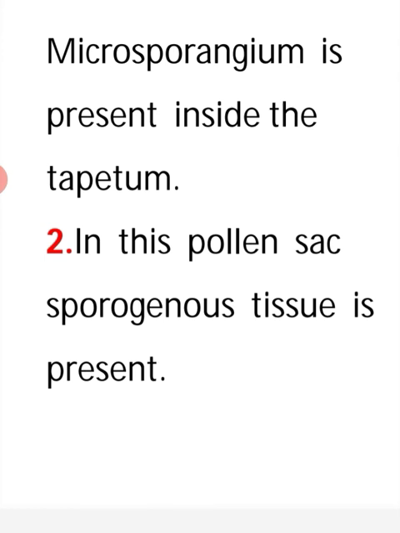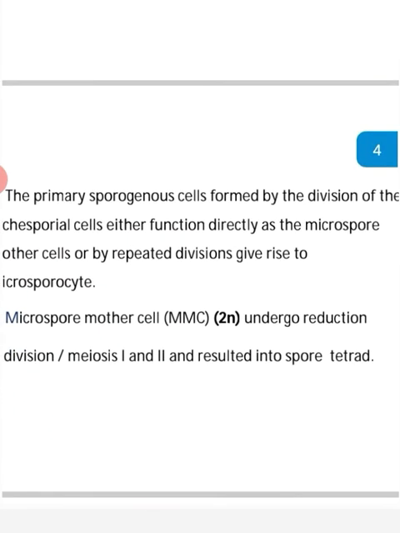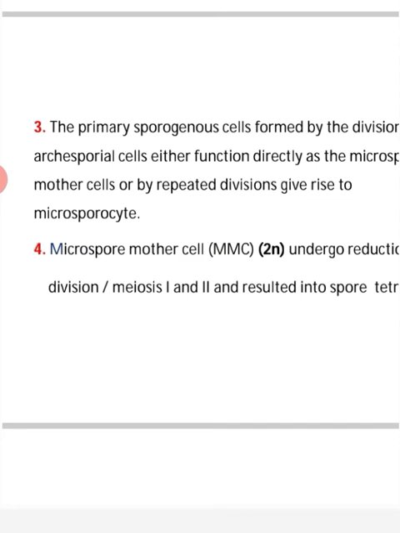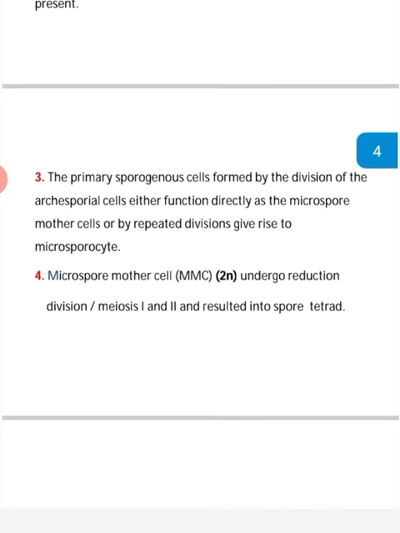In this pollen sac or macrosporangium, sporogenous tissue is present. The primary sporogenous cells formed by the division of the archesporial cells either function directly as the microspore mother cells or by repeated divisions give rise to the microsporocytes. Microspore mother cells, which are diploid in nature, undergo reduction division, that means meiosis first and second, and result into a spore tetrad.